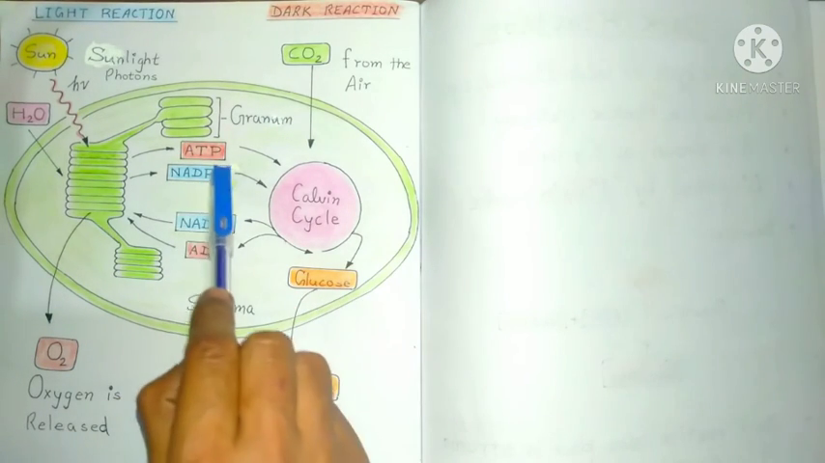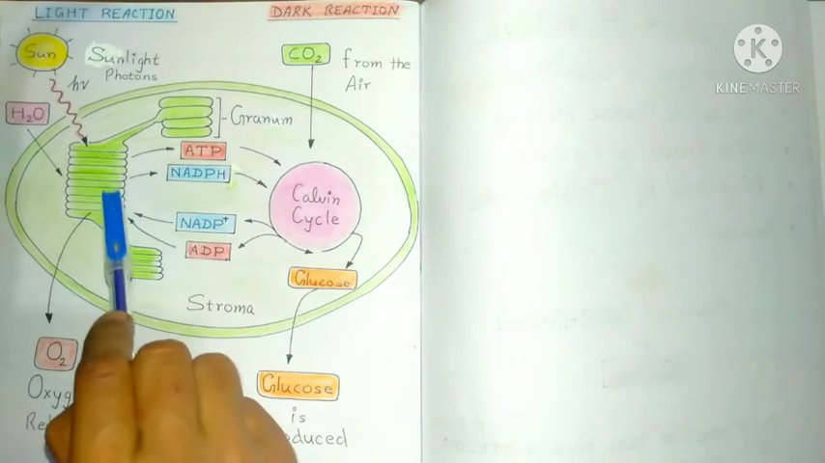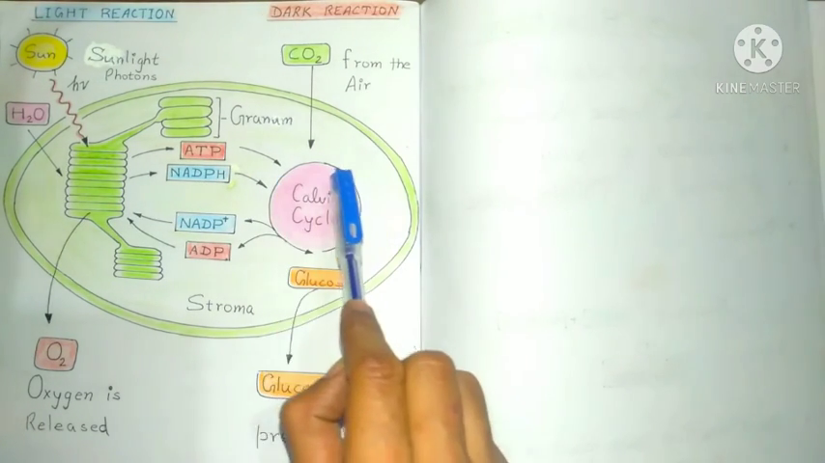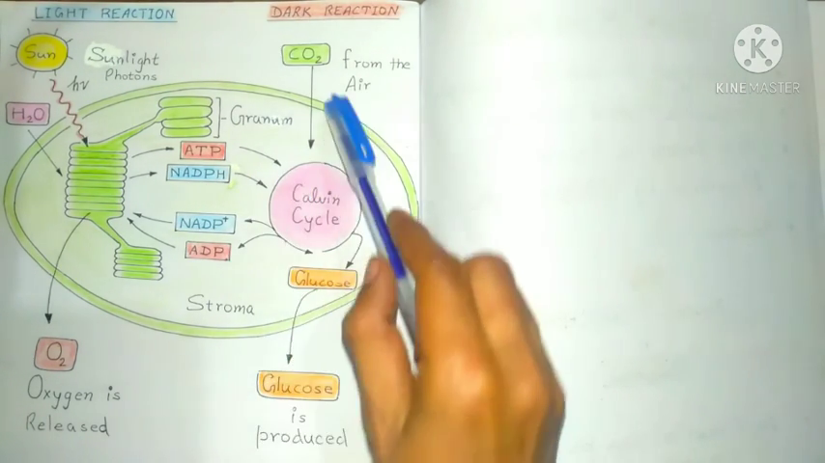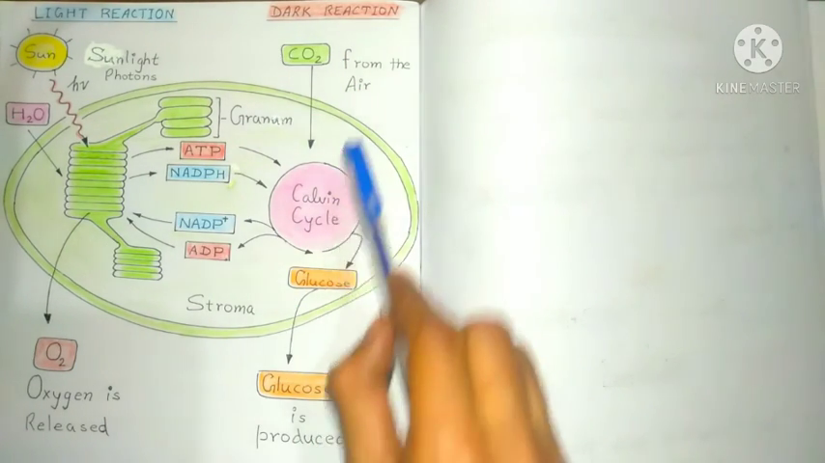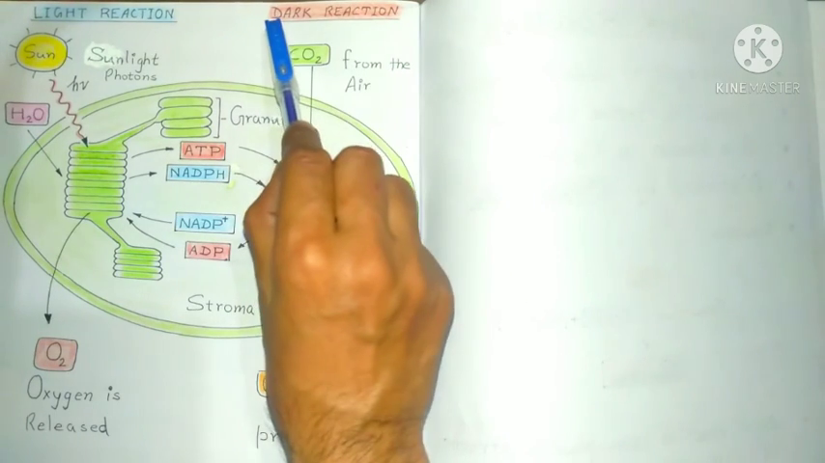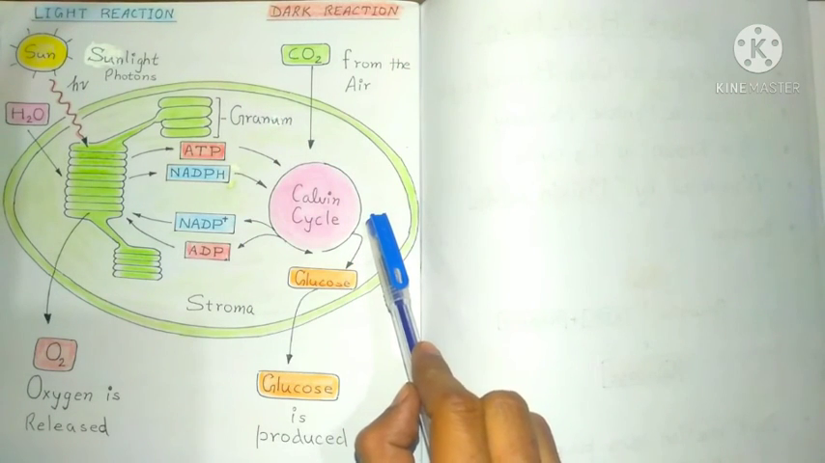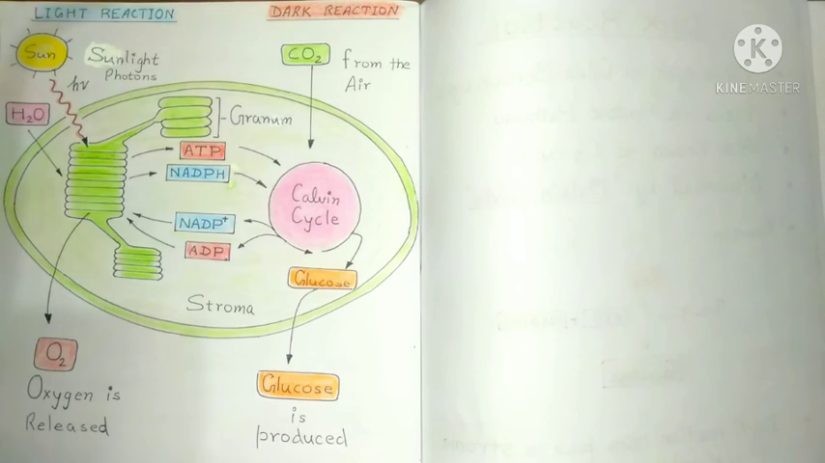ATP and NADPH molecules are produced in the light reaction, which are used in the dark reaction or Calvin cycle, and at the end of the Calvin cycle CO2 is fixed into glucose, and this is known as the dark reaction. This dark reaction takes place within the stroma of the chloroplast. This was all about the overview of the photosynthesis reaction. In the next video we will discuss the light reaction and dark reaction.